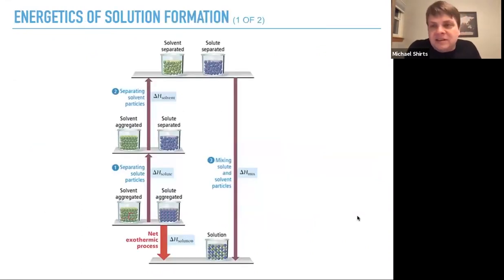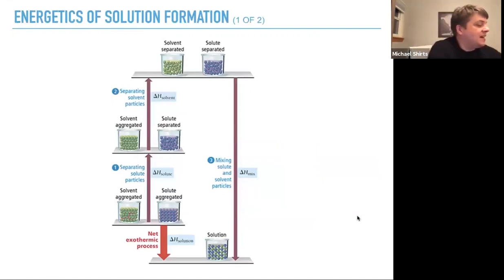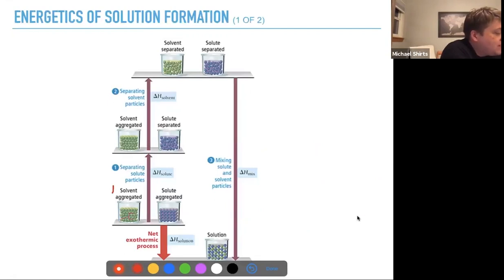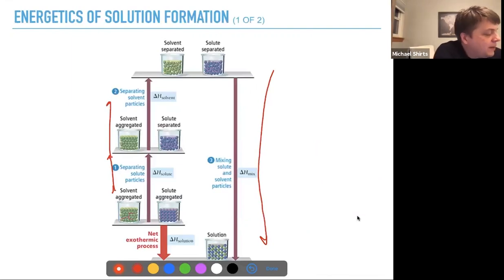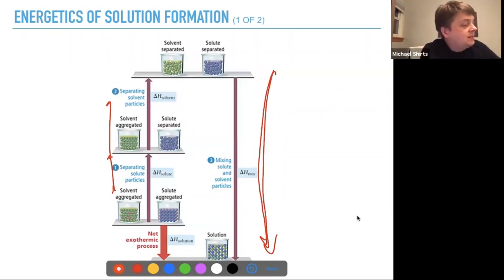So let's look at the different ways it can combine. Let's say that in this case, you separate the solute particles and you go up in energy. You separate the solvent particles, you go up in energy. Now you've got your solvent separated, your solute separated, and you mix them together and gain all this enthalpy. Now in this case, if the enthalpy you gain from mixing them is bigger than the sum of the two enthalpies you lose, it'll be a net exothermic process. You go lower in potential energy and you release heat.